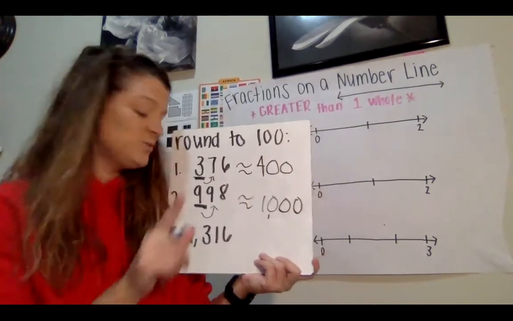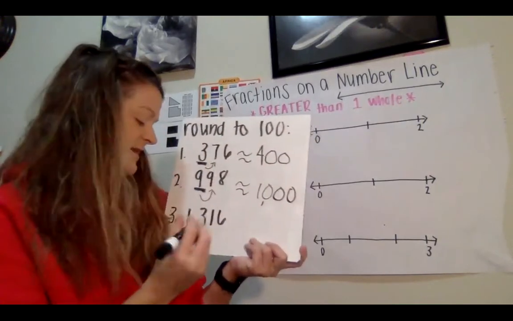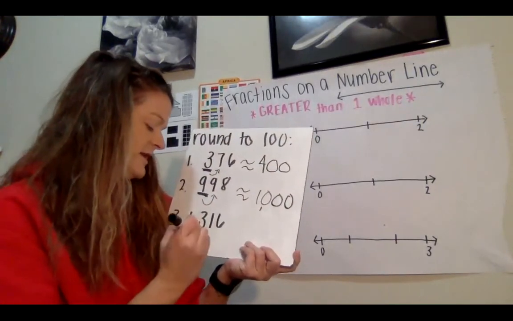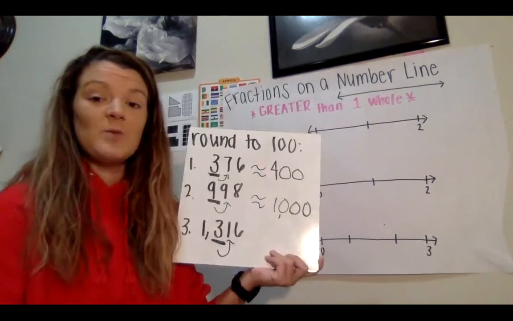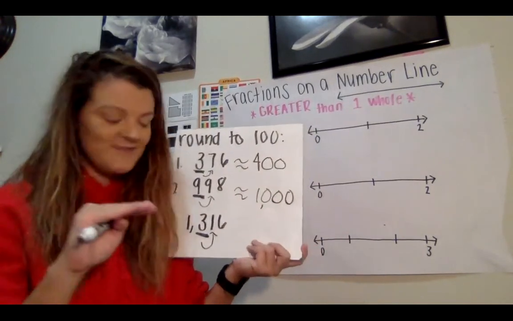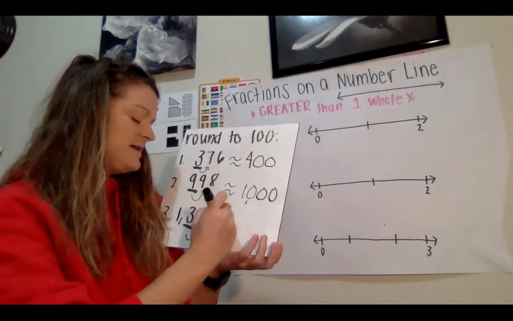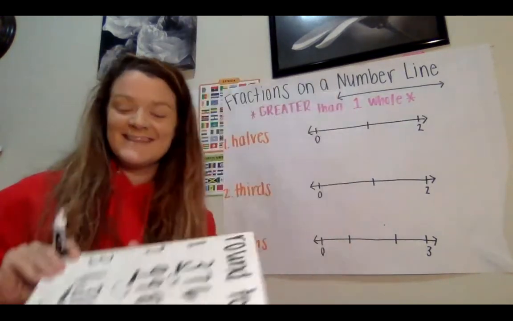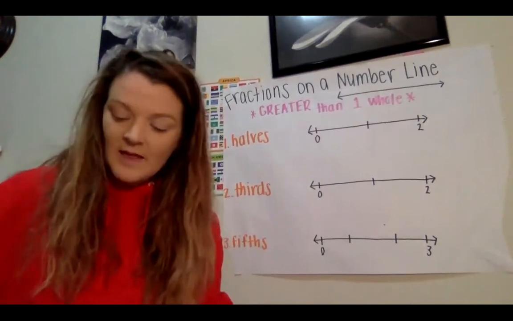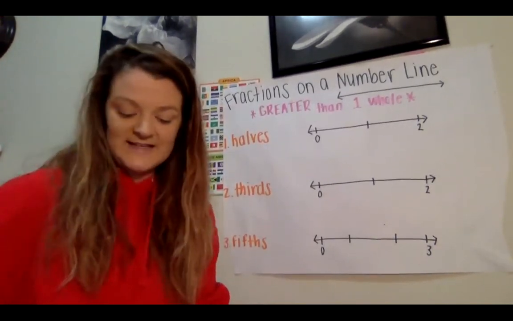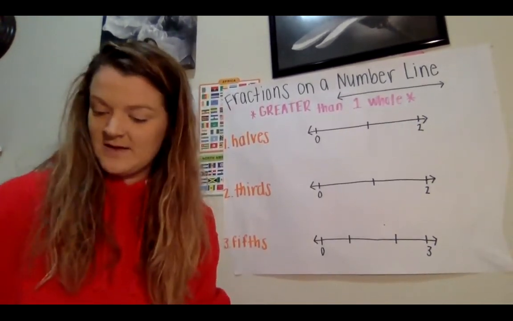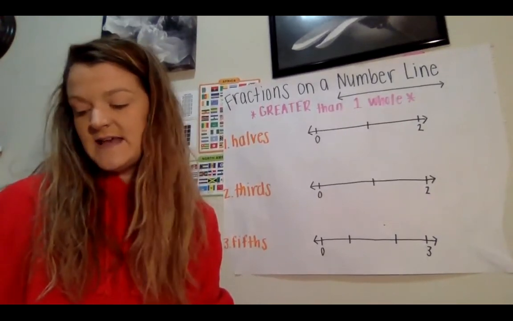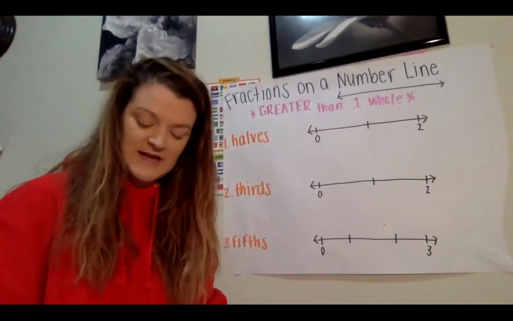Last one, 1,316. Remember, don't get tricked. We're still looking for the hundreds place. So I know my hundreds place is right here. Go next door. My 1 tells me to let it rest. Stays as a 3. So 1,300. Great job. Let's quickly do a couple rounding to the nearest 10. Rounding to the nearest 10. I'm going to give you guys 2 this time.